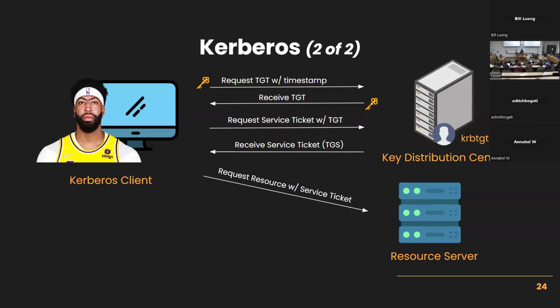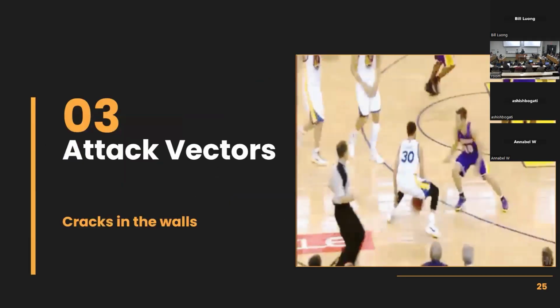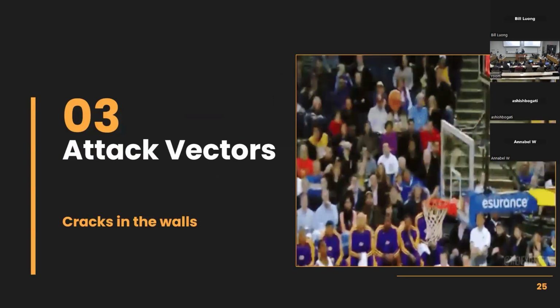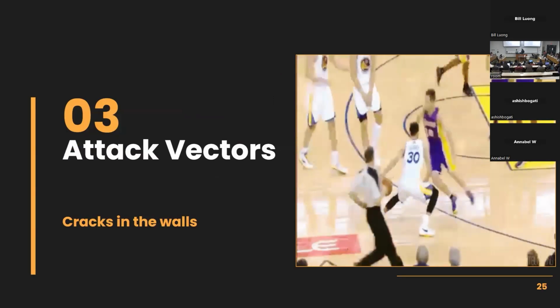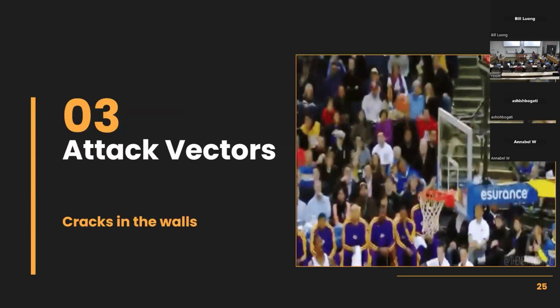So once you have that TGS, the ticket granting service ticket, then you'll send that over to the email server, and the server will then respond with a resource access. So now you can go ahead and use that email server. And while it's important to know what Active Directory is, it's good to watch out for what type of attacks are within Active Directory.